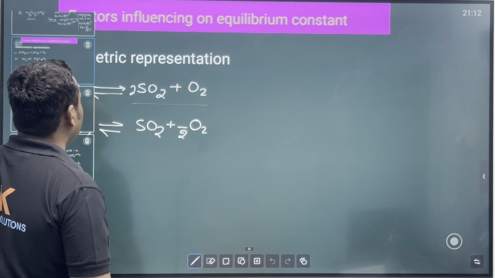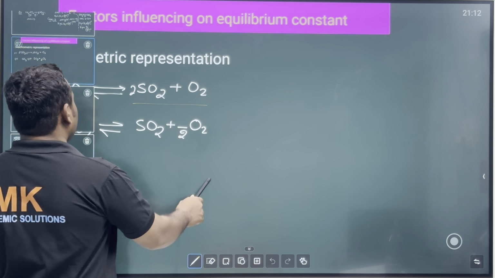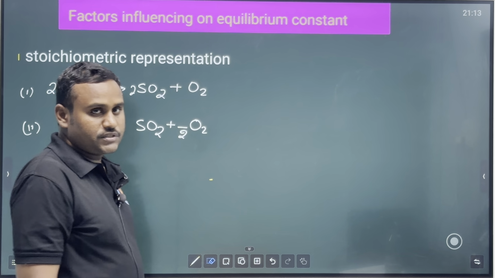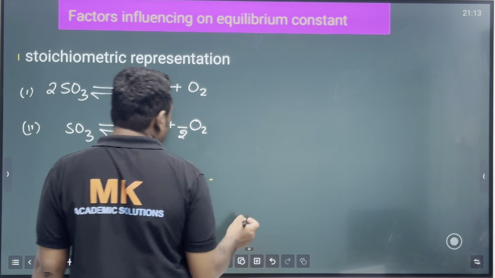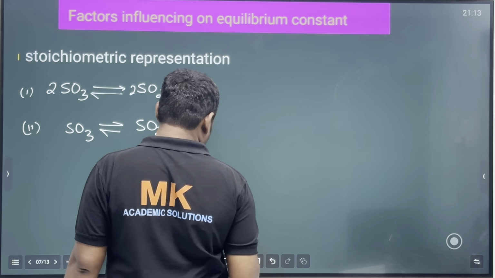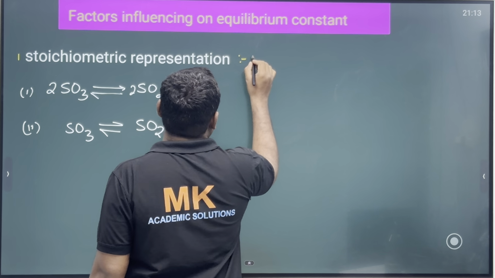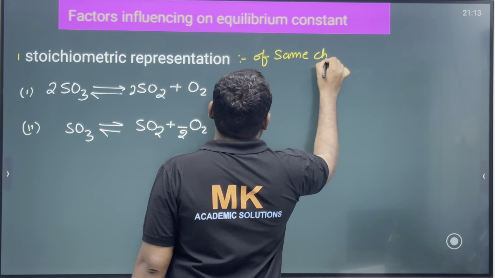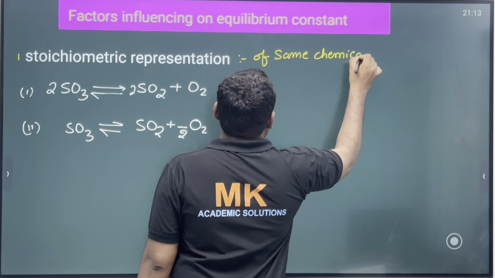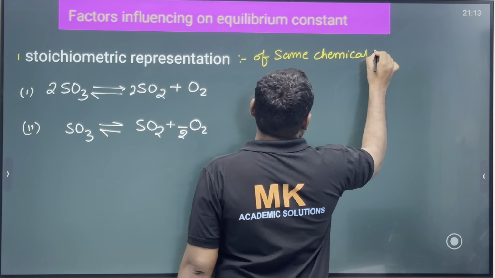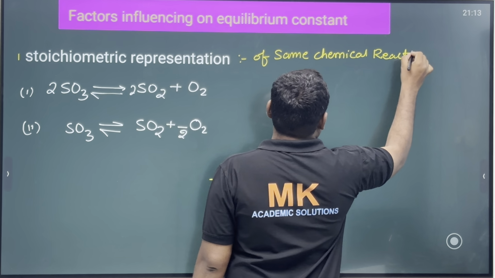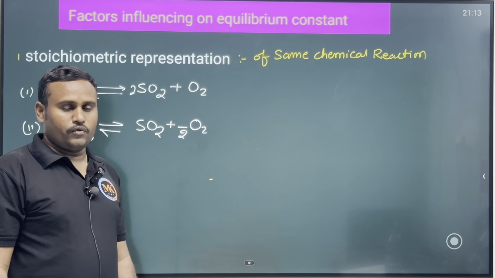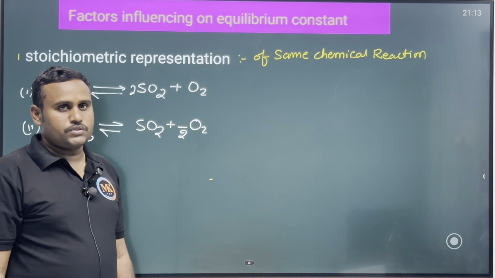Okay. So factors influencing the equilibrium constant. The first factor is stoichiometric representation of the same chemical reaction. Here the same chemical reaction we are going to represent by using different stoichiometric coefficients. Then at that time the equilibrium constant is also going to change.